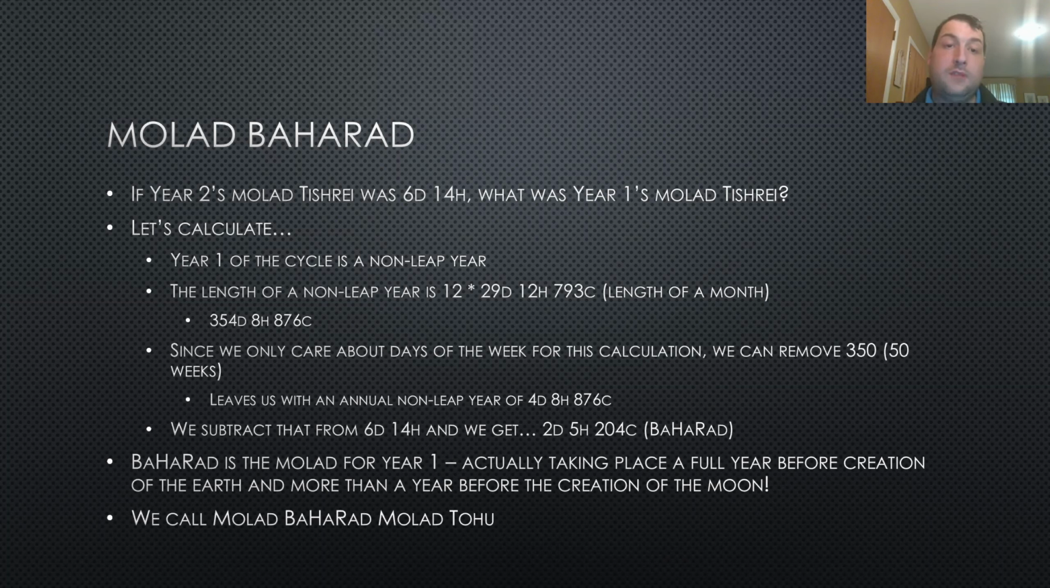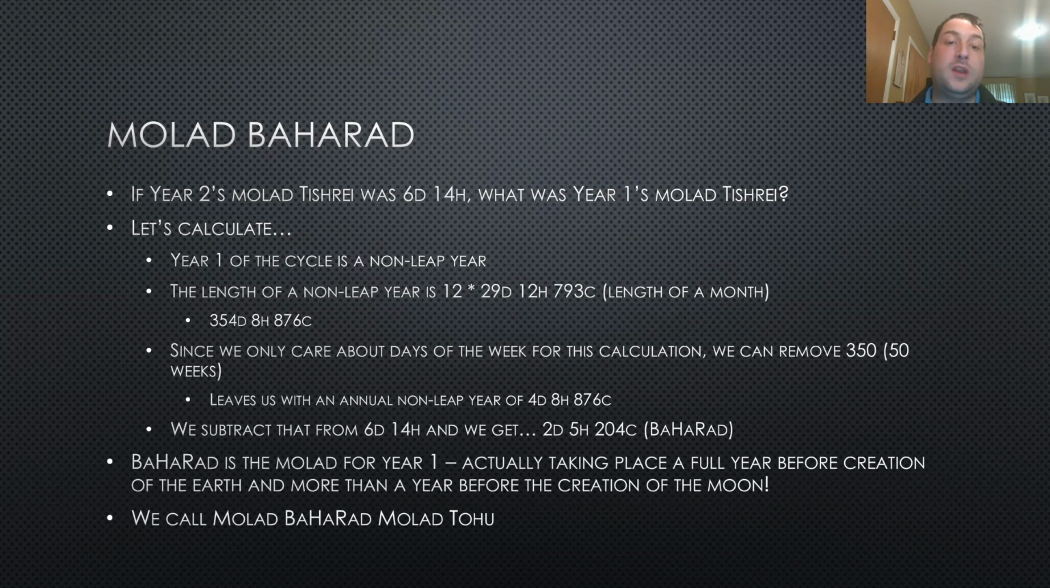The length of a non-leap year is 12 times 29 days, 12 hours, and 793 chalakim, which is exactly the length of a month. And we discovered this last week: 354 days, 8 hours, and 876 chalakim. But since we only care about the days of the week, because remember, the length of the year is determined by whether or not it's a leap year and what day of the week Rosh Hashanah falls out the year after. That's the only thing that determines how long a year is. We only have 6 options, and really we only have 3 options because we know if it's a leap year or not. So we can remove the weeks. We only care about days of the week.